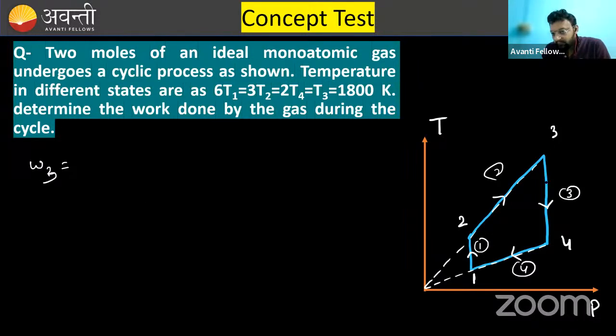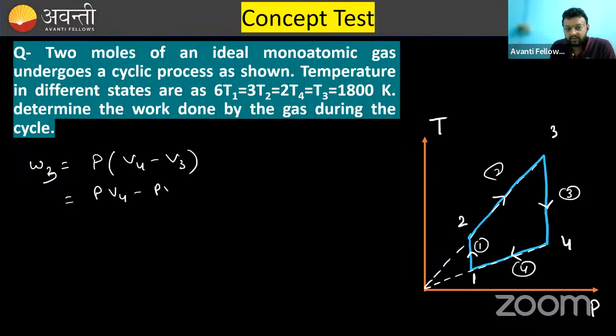This is again an isobaric process. So again work done will be P delta V, and delta V is what? V4 minus V3. Again you can say PV4 minus PV3. PV is equal to nRT. So it will be nRT4 minus nRT3.